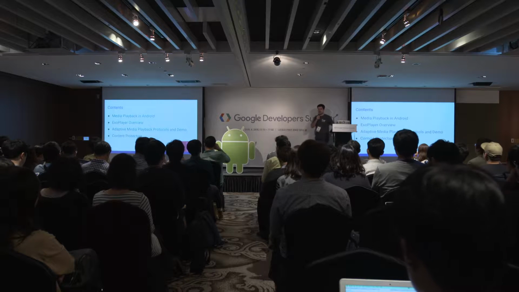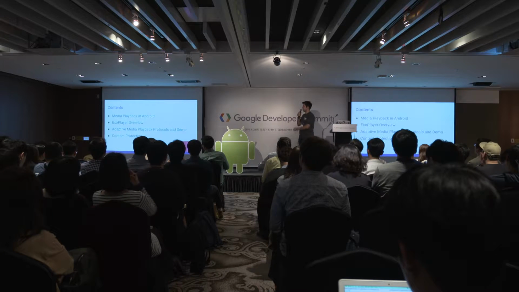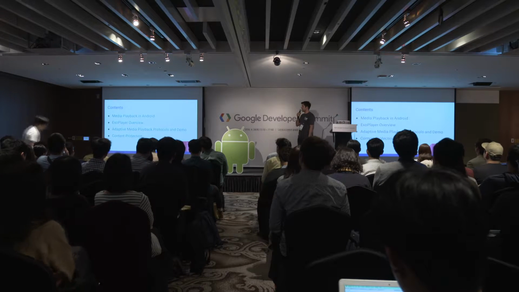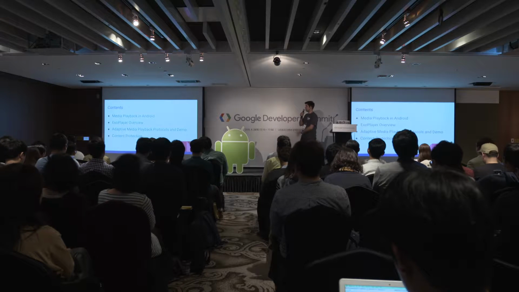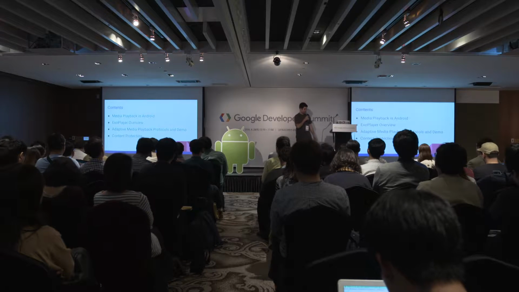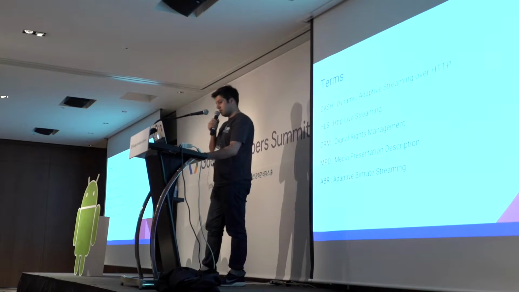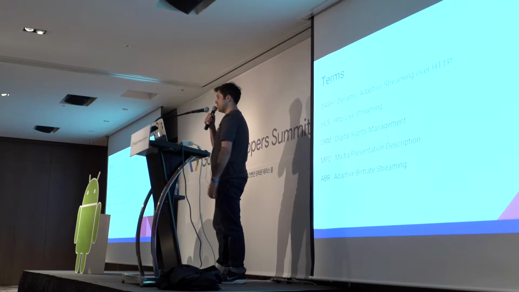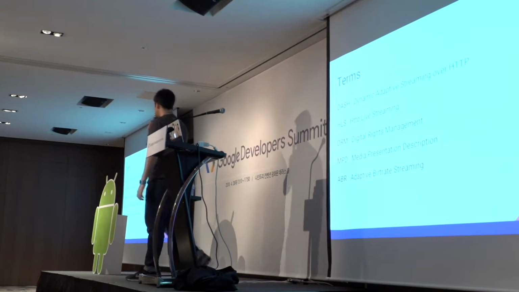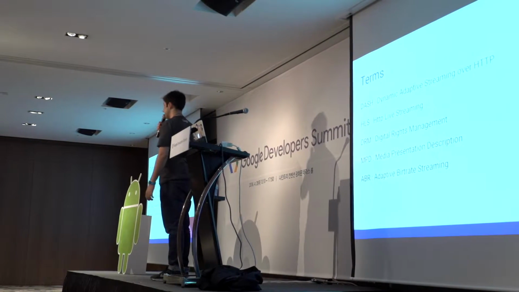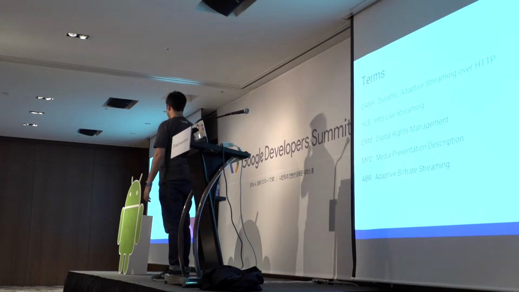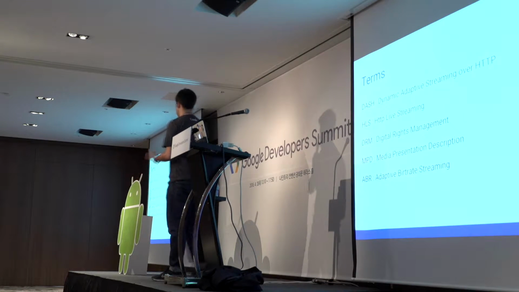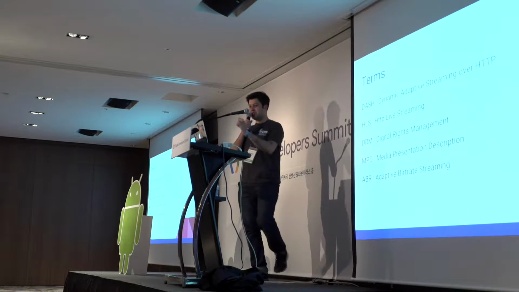The contents of my talk will be media player, playback and Android, ExoPlayer overview, and some of the adaptive media playbacks, protocols, some demos, and about content protection. Some of the terms I will use in my talk, because I don't have much time: Dash, dynamic adaptive streaming over HTTP, HLS, HTTP live streaming, DRM, digital rights management, MPD, media presentation description, and ABR, adaptive bitrate streaming. So I will just use the short terms.